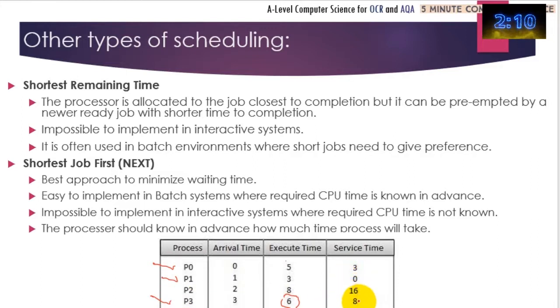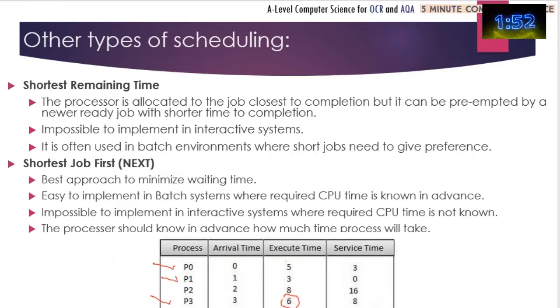And the service time is how long you need to wait. Well, that process doesn't have to wait because it's executed straight away. This process has to wait 3 cycles in order for it to be completed. This one has to wait 8 because of these 2, and then this one has to wait 16 because of the others added up together.